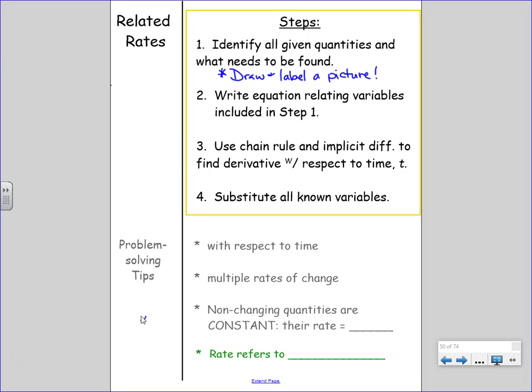Number 3, use chain rule and implicit differentiation to find the derivative with respect to time t. What does that mean? Take d/dt of both sides.